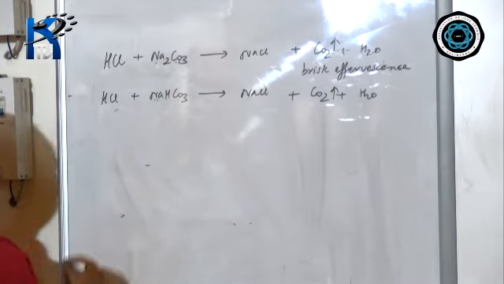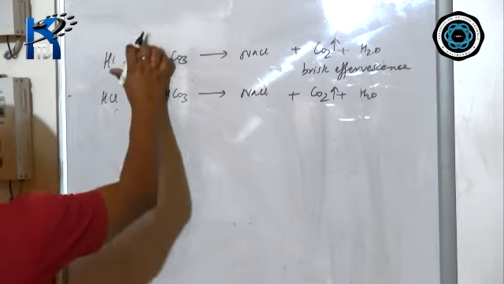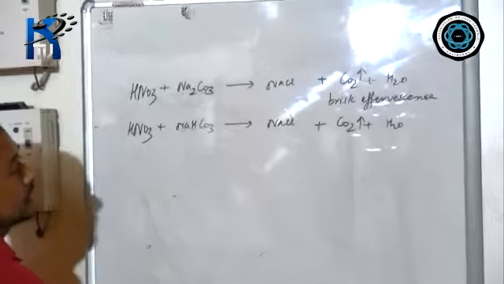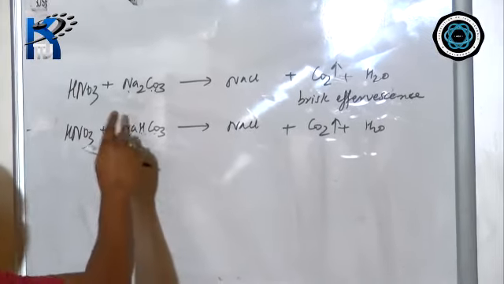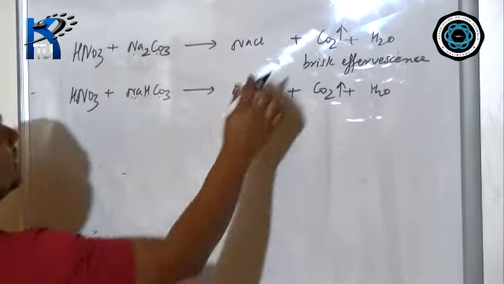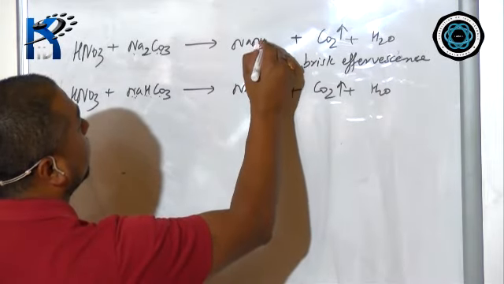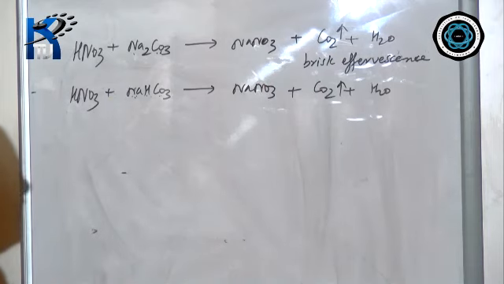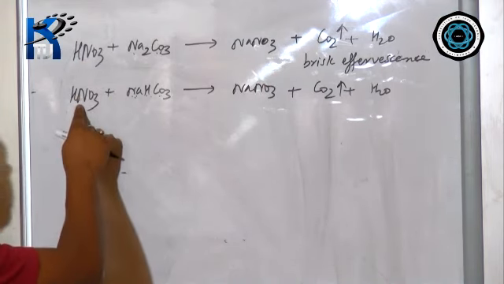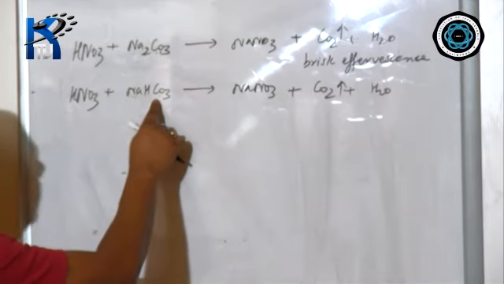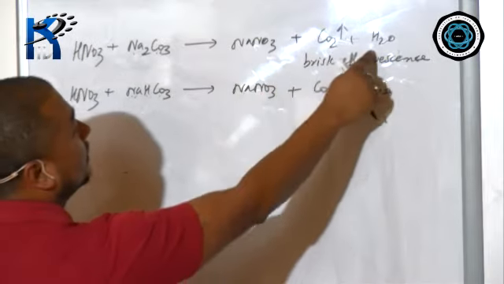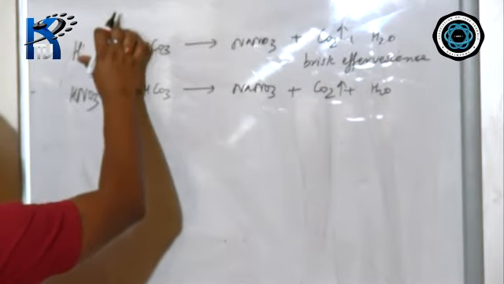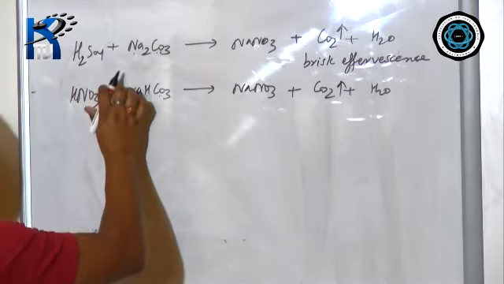Now you can do the same reaction with other acids also. If I do it with nitric acid, everything will be the same, but the salt will be sodium nitrate. So just replace chlorine with NO3. You just have to replace chlorine with the nitrate ion. Again, this is acid reacting with metal carbonate or metal bicarbonate to produce carbon dioxide, water and what? Salt. Clear?